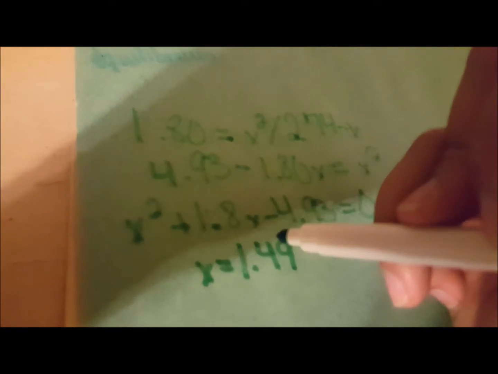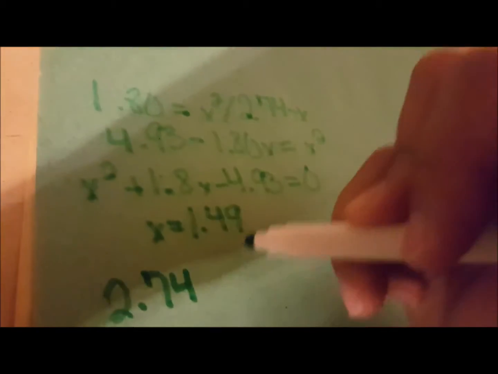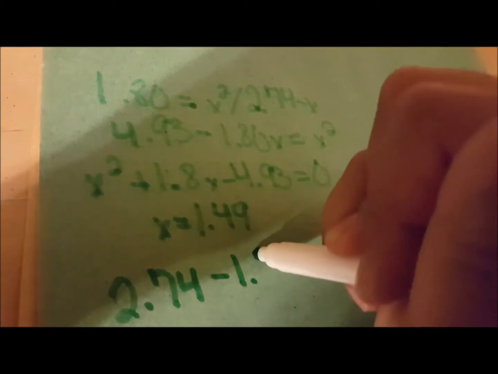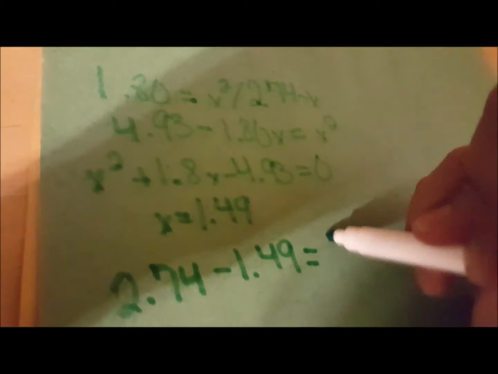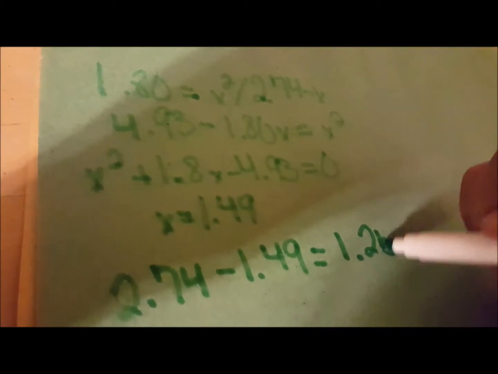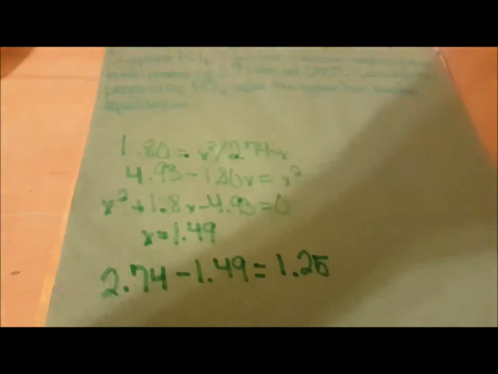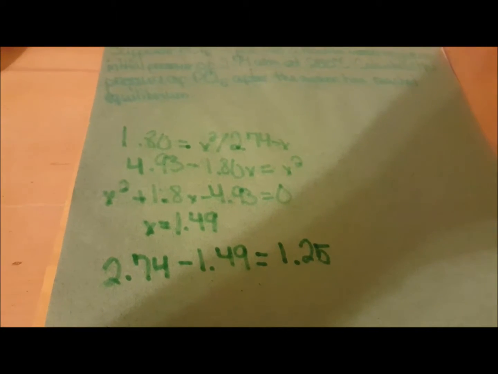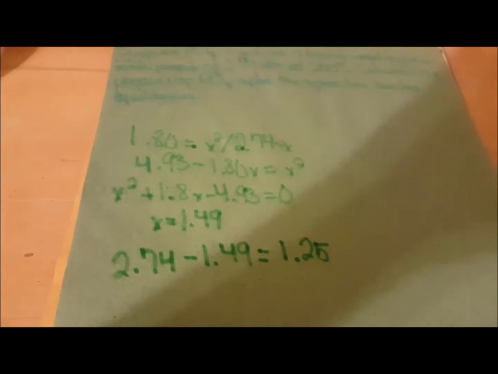We then subtract 1.49 from 2.74 that was given in the equation. And that gives us 1.25. And that is our final answer.